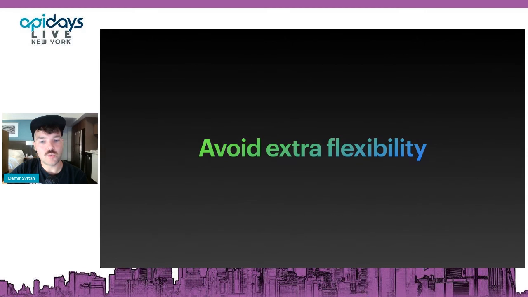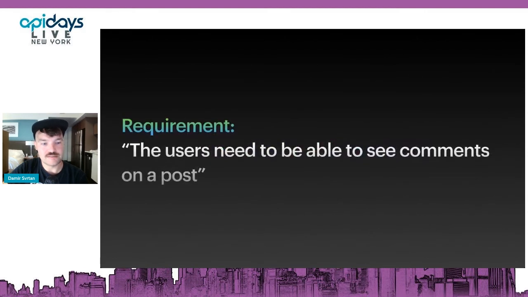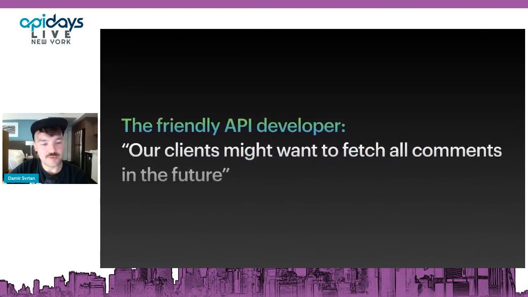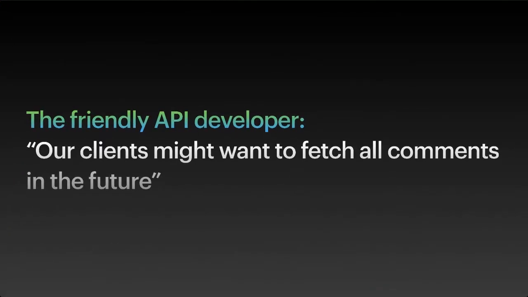You want to scope out what is needed for your clients. So let's imagine we have a requirement. The users need to be able to see comments on a post. So let's imagine we have some kind of a query or an endpoint that's called comments, and it accepts a post ID, and it's required. Now, the friendly API developer might say, our clients might want to fetch all comments in the future.